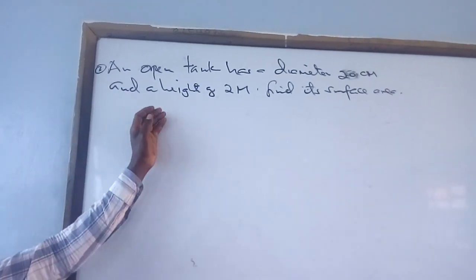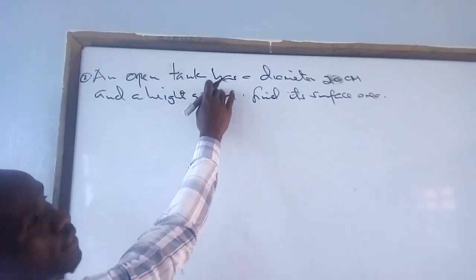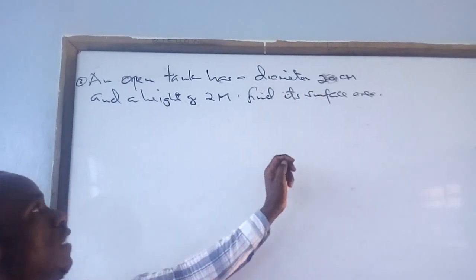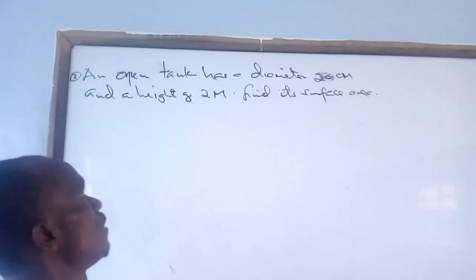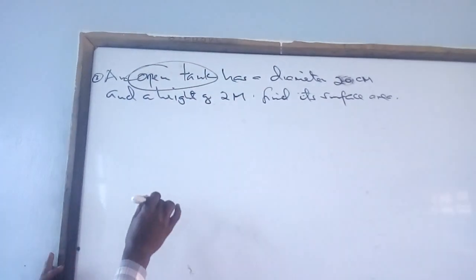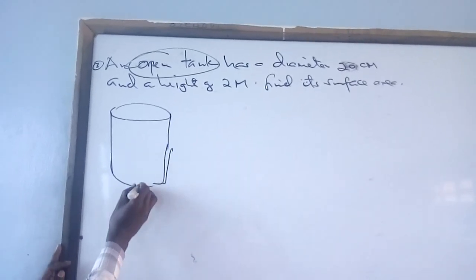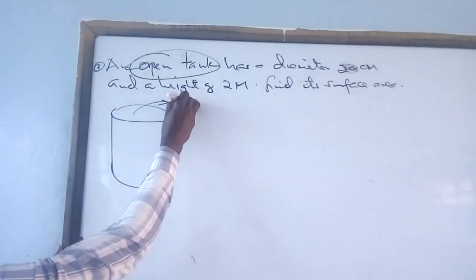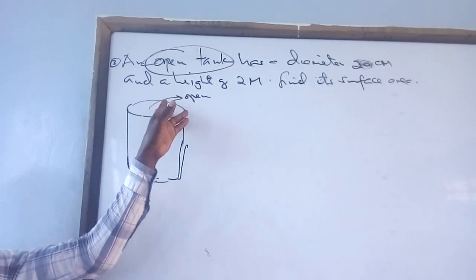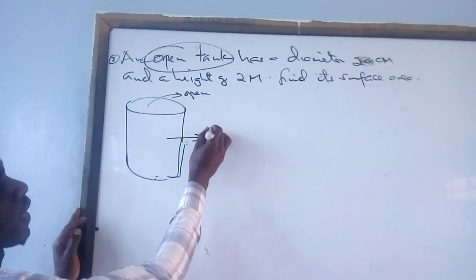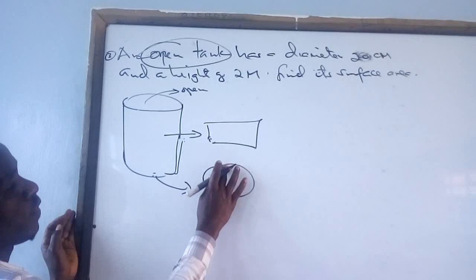The next example: an open tank has a diameter of 20 centimeters and a height of 2 meters. Find its surface area. Here we are discussing an open tank. If we have a tank which is open, this is how the tank appears. At the top it is open. If the tank is open at the top, it means there is no surface there. We are only left with the curved surface and the circle at the bottom.